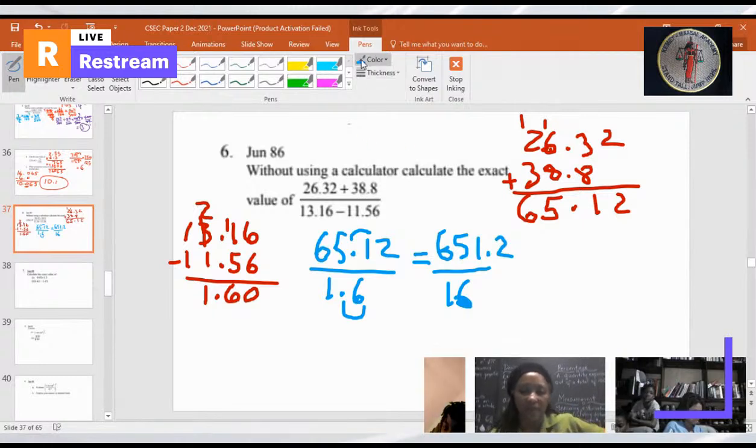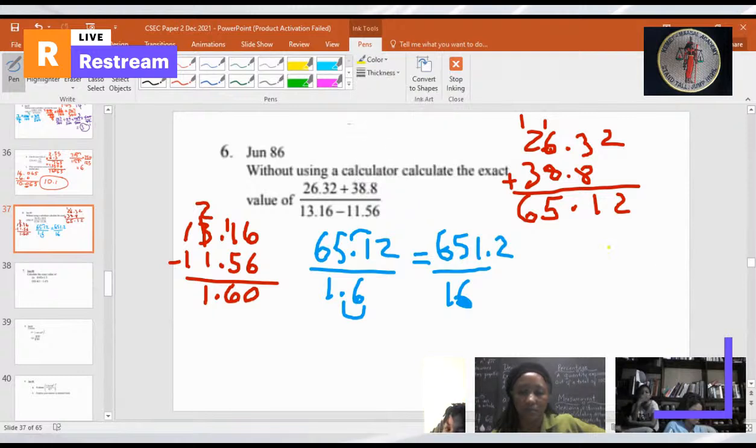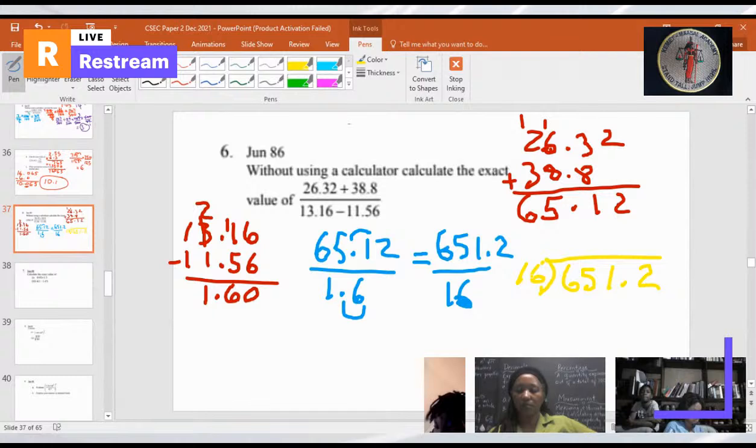So let me find another color for that. So we're dividing 651.2 by 16. All right, so go now.